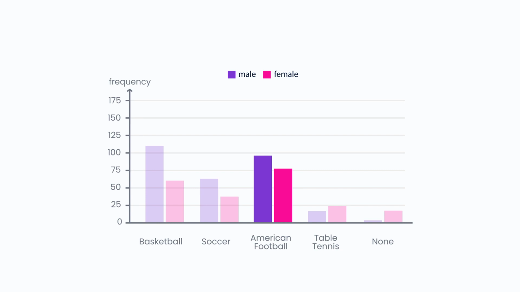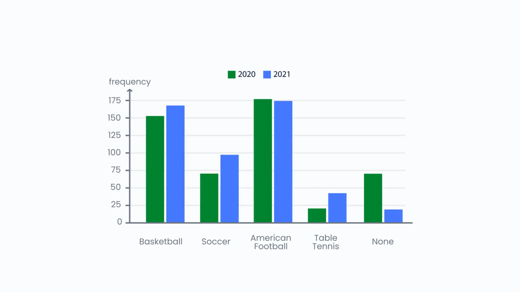within that category. You can also use a grouped bar chart to display the same categories in 2 different periods of time. For instance, if you asked the same question last year, you could display the data as a grouped bar chart comparing last year's interest with this year's interest. Here, the green bars show the results from 2020, and the blue bars show the results from 2021.